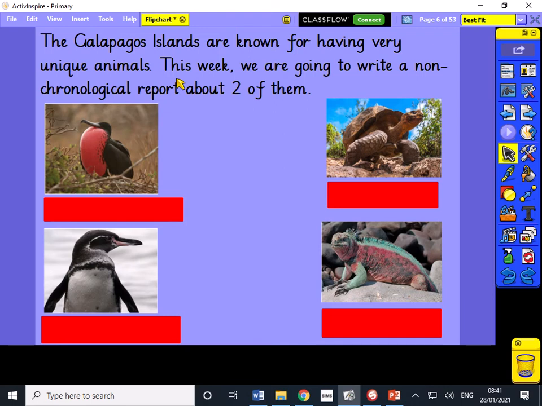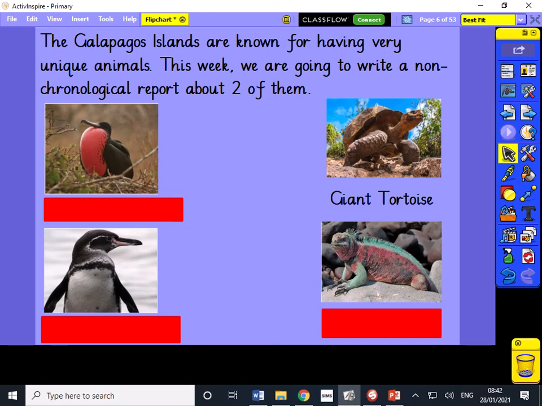So the Galapagos Islands are known for having very unique animals. And this week we're going to write a non-chronological report about 2 of them. So these are the 4 animals that I have chosen. Okay, so we've got this guy here. Does anybody recognise what kind of bird that is? I'll be impressed if anybody does.